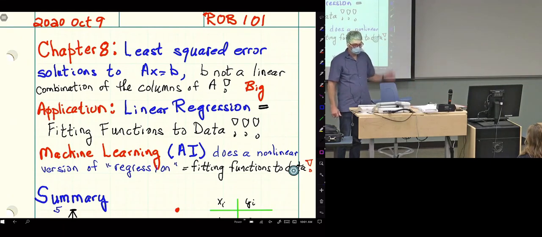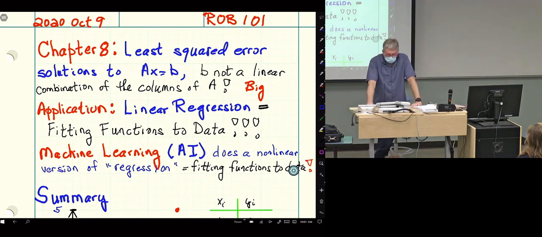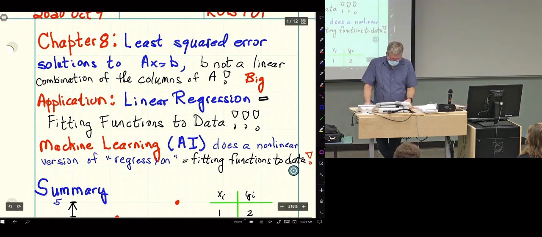We're now working on norms and least squared error. Norm of a vector was the square root of the sum of the squares of the components. And what we're going to be looking at is how to find solutions to equations that don't have solutions. So there can be approximate solutions, and we're going to approximate them in the best possible way that we can. Okay, so we're looking at Ax equals b. b is not necessarily a linear combination of the columns of A.